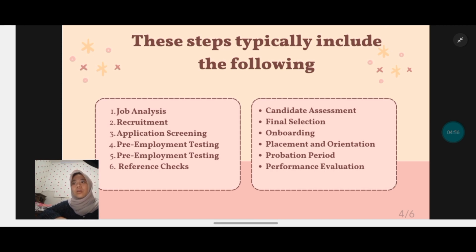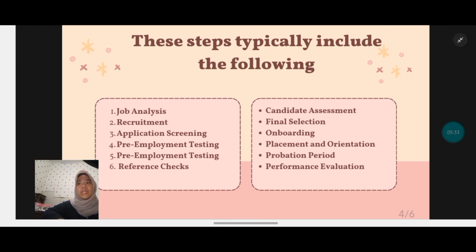Next, onboarding. Once the candidate accepts the offer, the onboarding process begins. This includes completing necessary paperwork, providing training, and ensuring the new employee is integrated into the organization smoothly. Next, placement and orientation. Place the new employee in their designated role within the organization and provide an orientation to familiarize them with the company policies, products, and culture.